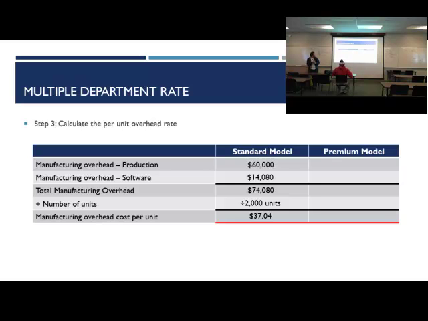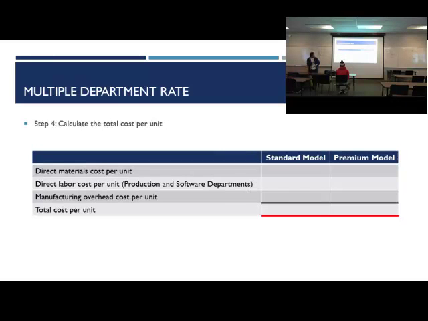On the premium model, what was our overhead for production? 20,000. What about our overhead for software? 5,920 gives us a total of 25,920. How many units are we going to make? Which gives us a manufacturing overhead cost? 5184. Okay. Now we can figure out our total manufacturing cost like we did here by adding them all up together. Okay. There's our new rates.